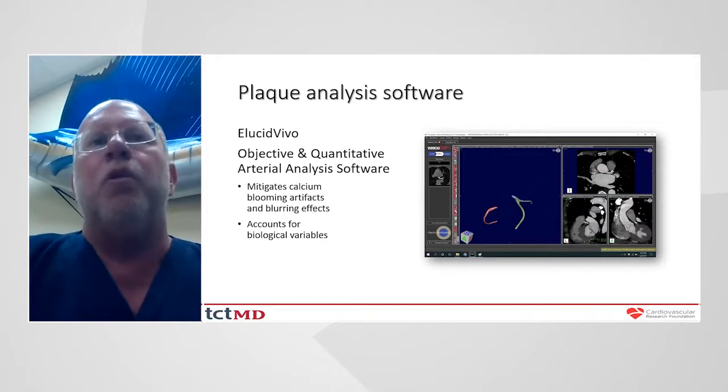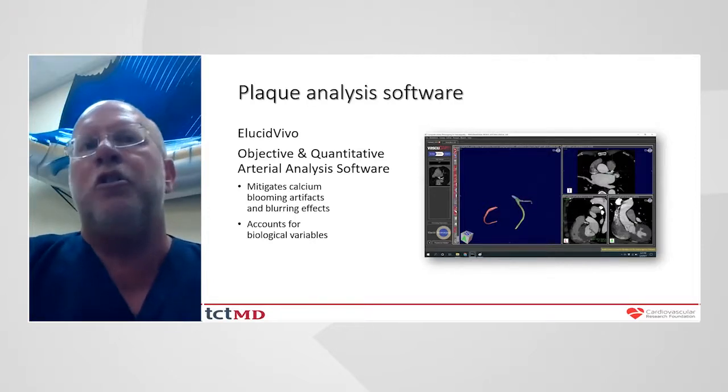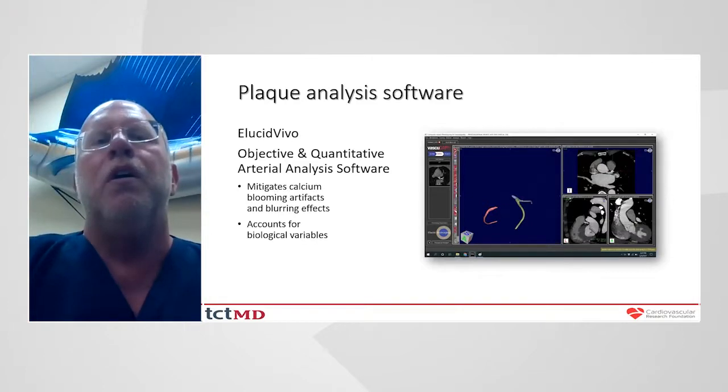One of the most important features in that realm is the mitigation of calcium, which results in blooming artifacts and blurring effects, which oftentimes, especially with more inexperienced observers, makes them overcall lesions, simply because the calcium looks much bigger in a CT image than it looks in real life. So ElucidVivo does away with that. And in addition, it accounts for a huge number of biological variables and biomarkers that can be extracted from a coronary CTA dataset.